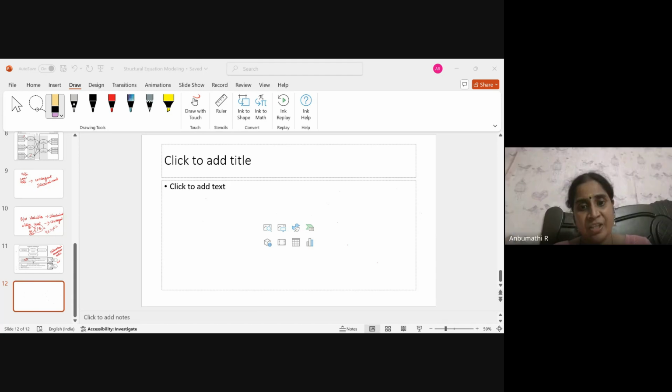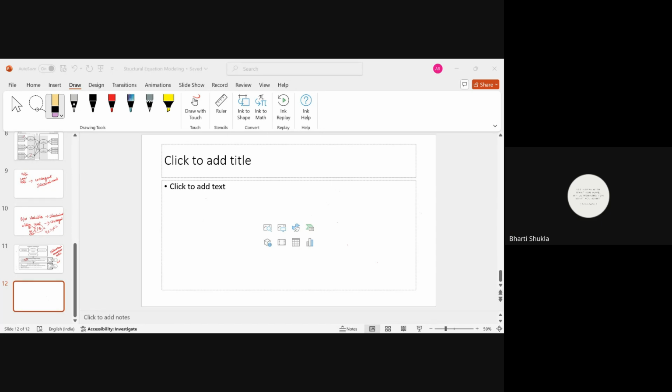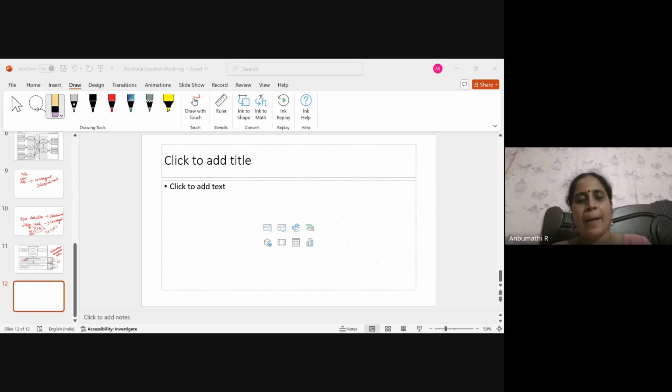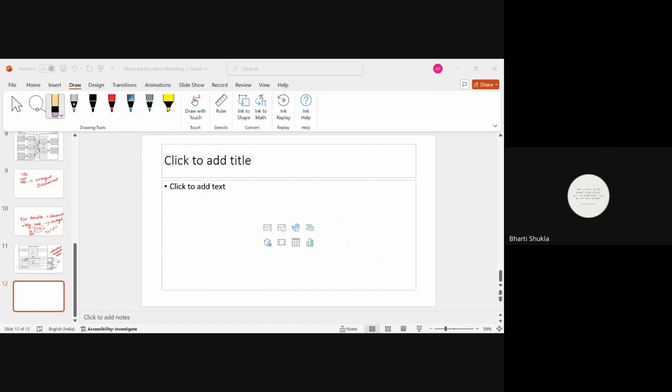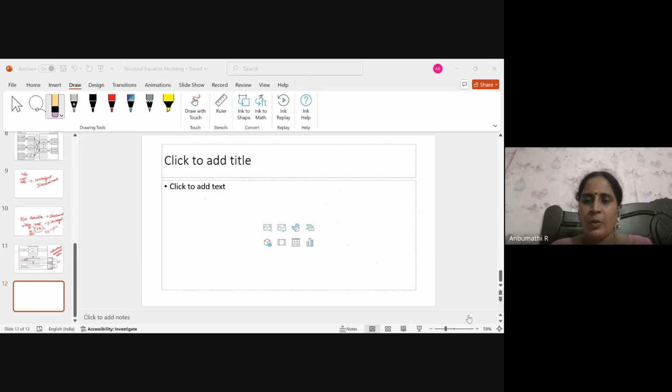Mention that because of the complexity and because of the exploratory type of research, you are adopting Smartpls. Smartpls is actually the software. You have adopted the PLS technique, partial least squares modeling. That's all. Thank you so much.